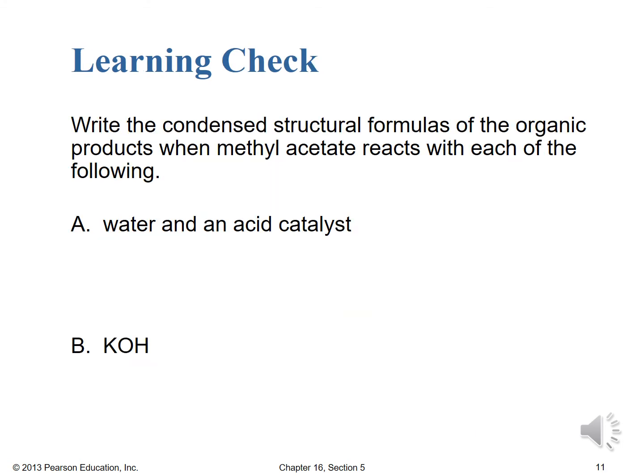Okay, so we've covered a lot of territory. Before we leave our chapter here on carboxylic acids and esters, we have one final learning check, and your task here is to write the condensed structural formulas, or better yet, the skeletal structures of the organic products when methyl acetate reacts with each of the following. So show the reaction for the products of water and an acid catalyst reacting with methyl acetate, as well as potassium hydroxide reacting with methyl acetate. So pause the video while you finish those equations and figure out those organic products, and start it back up when you're ready to check your work. Good luck.